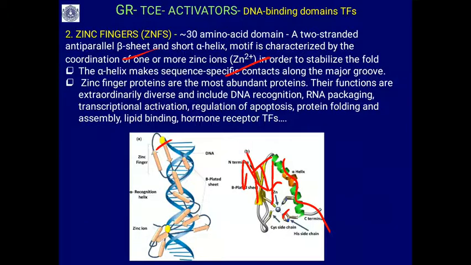Zinc finger proteins are the most abundant proteins, and their functions are extraordinarily diverse. They include DNA recognition, RNA packaging, transcriptional activation, regulation of apoptosis, protein folding, assembly, lipid binding, and hormone receptors. So many transcription factors have zinc fingers as a DNA binding domain.